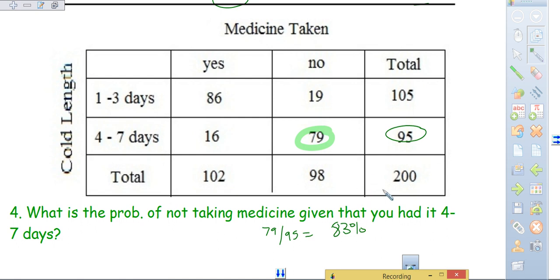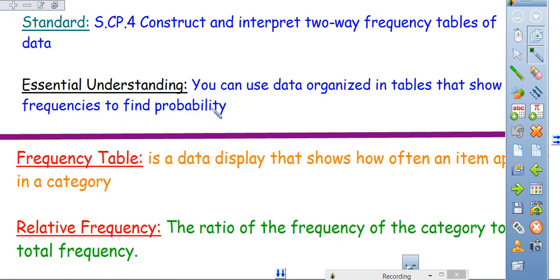This type of table is called a frequency table, or a two-way frequency table, because we have two types of data. One describes medicine taken, and the other describes the length of a cold. Our standards are constructing and interpreting two-way frequency tables, and we need to understand that you can use data organized in tables to show frequencies that will help you find probabilities. A frequency table is a data display that shows how often an item appears in a category. The relative frequency is the ratio of the frequency in the category to the total frequency. That will give you a percentage or a fraction.